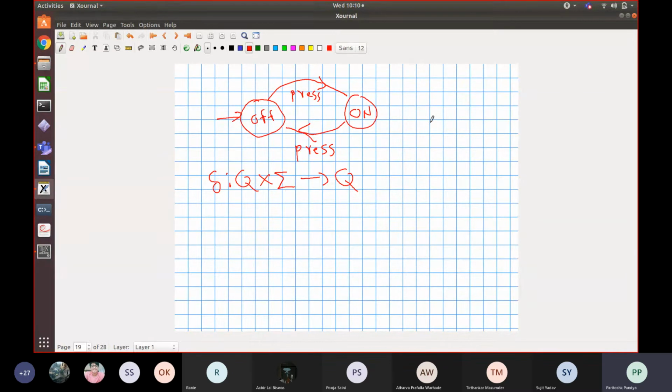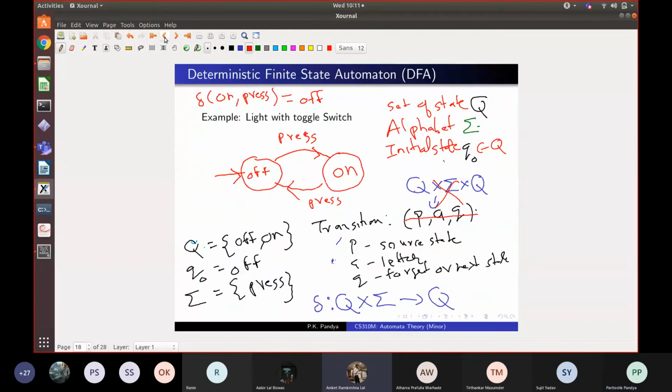Now we conveniently give this function as a table. So what does this table contain? Okay, maybe I need a little more space. Sir, one question. Yes. So the previous method we saw where we represented this transition function as a relation, that is also valid?